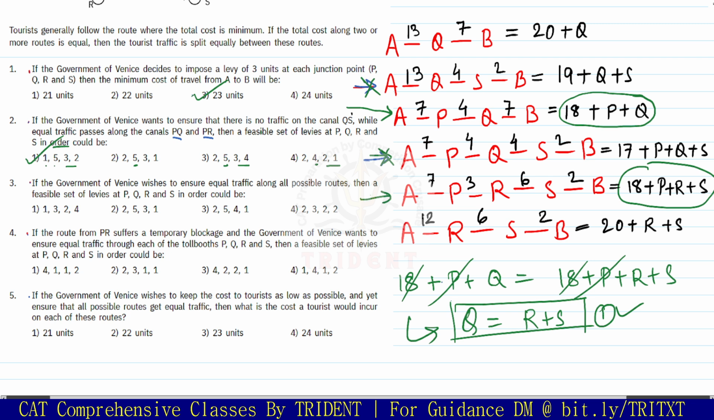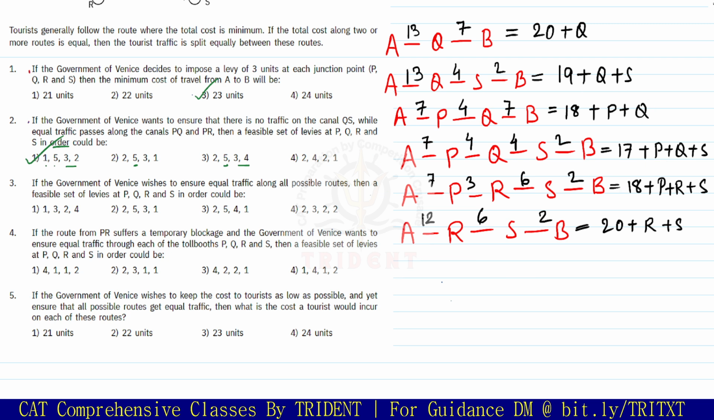So the first two questions have been answered very easily. Now let us look at the third question. The third question says that the government of Venice wishes to ensure equal traffic along all the possible routes. How is it that they ensure equal traffic? They ensure equal traffic by making the tariffs equal. Then a feasible set of levies at PQRS in that order could be.